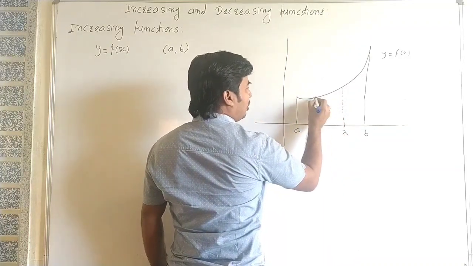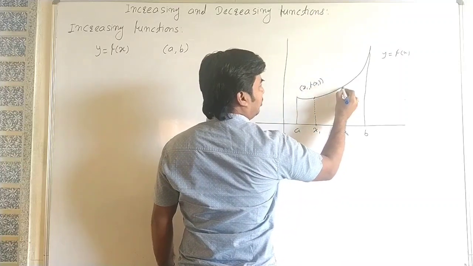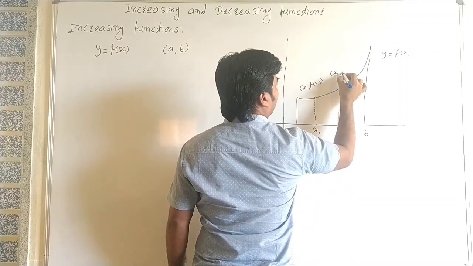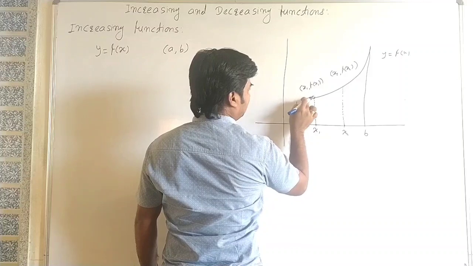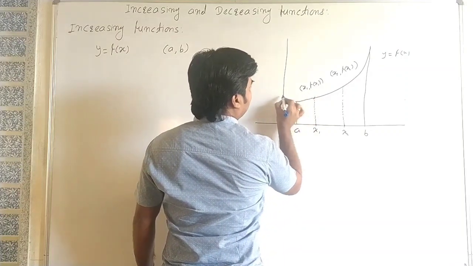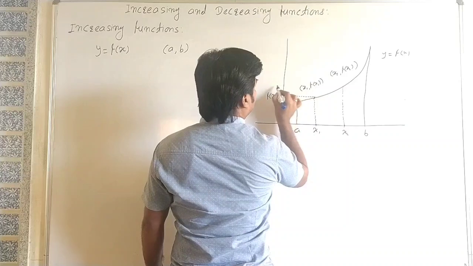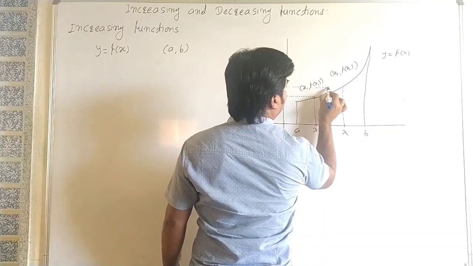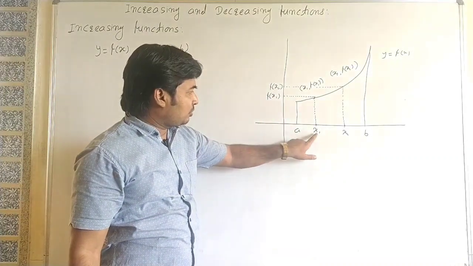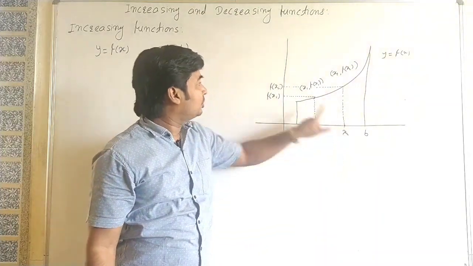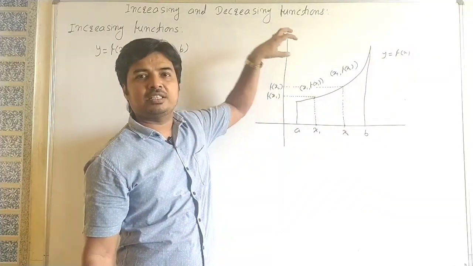The coordinates of this point are x1 comma f of x1, and the coordinates of this point are x2 comma f of x2. Here it is the curve. Here it is f of x1 and here it is f of x2, the values of y. At x1 we have f of x1, when x2 then f of x2. That means when the value of x increases, the value of y also increases. It is an increasing function.